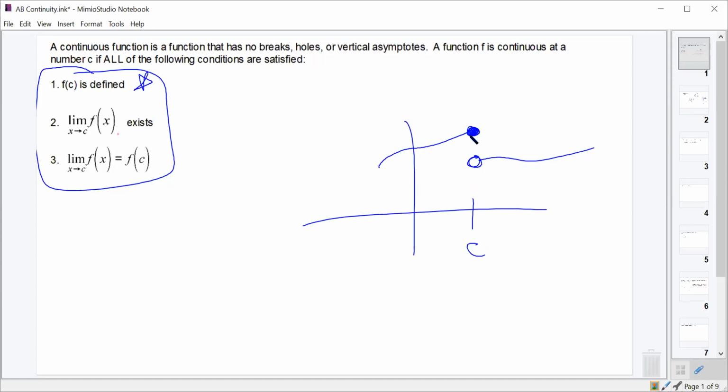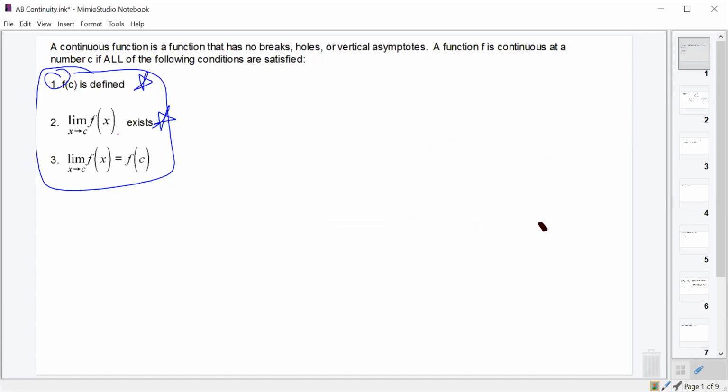True? And if the limit from the left and the limit from the right are not the same, well then, it's not continuous. That limit doesn't exist, even though the first criteria is met. The function is defined at C, but the limit doesn't exist there. So we have to have the function defined and the limit must exist at that point. And then lastly, those two things have to be the same. The limit as we approach that value of C of the function has to equal f of C.